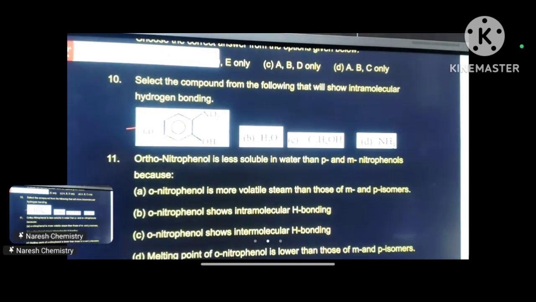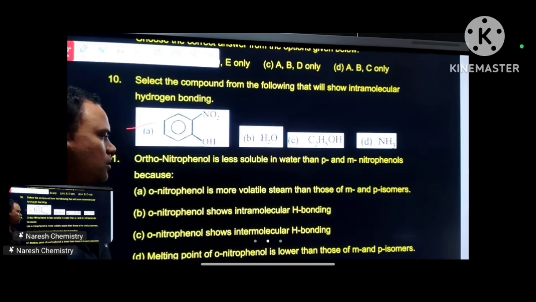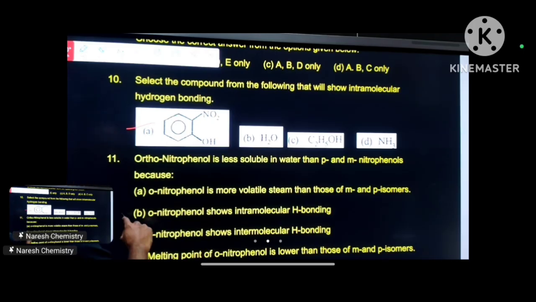Second is online students. B is the answer. Orthonitrophenol shows intramolecular hydrogen bond. Next.